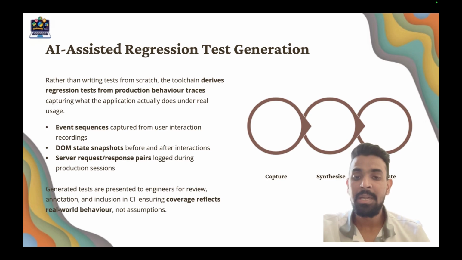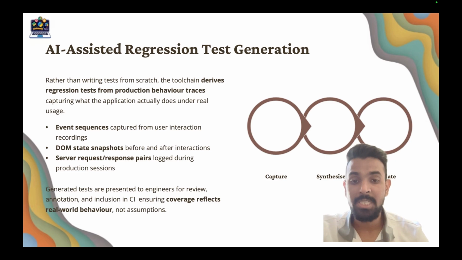This is where regression testing becomes critical. Traditionally, engineers write regression tests manually by interpreting requirements and predicting how users will interact with the application. While this works, it's time consuming and often misses edge cases that exist in production. Our approach takes a different path. Instead of relying only on the documentation, AI learns from how the application is actually used.